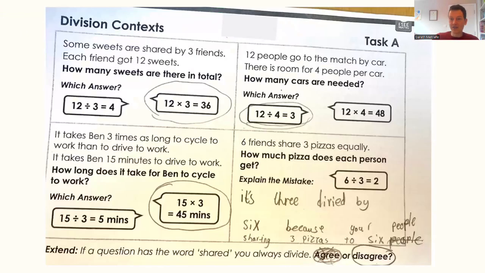And I always give Task A out for children in pairs for them to discuss, and they have a look: which answer can they explain the mistake? Now this one has a little twist at the end. If a question has the word shared, you always divide. So this pair of children said, yes, that's always true.